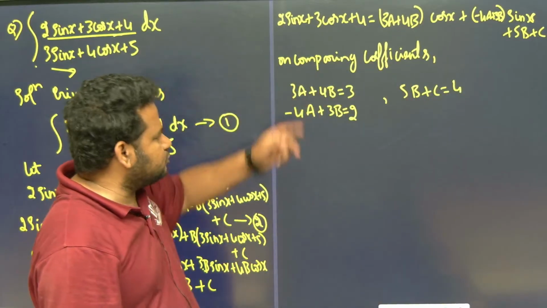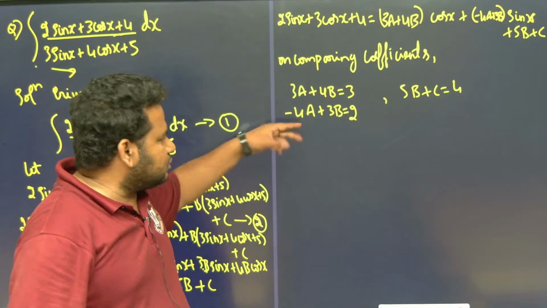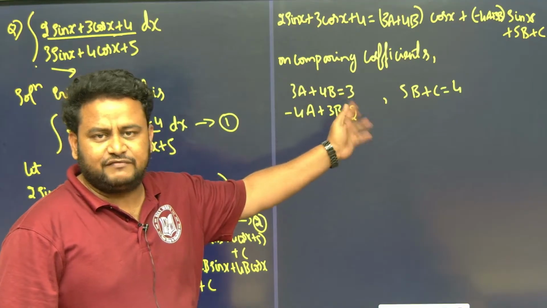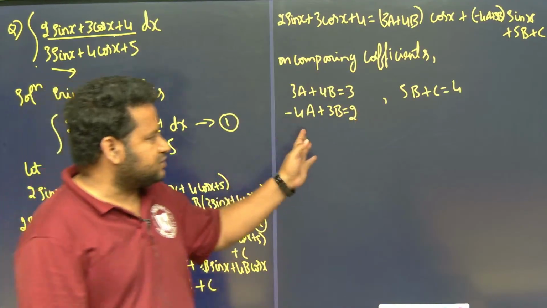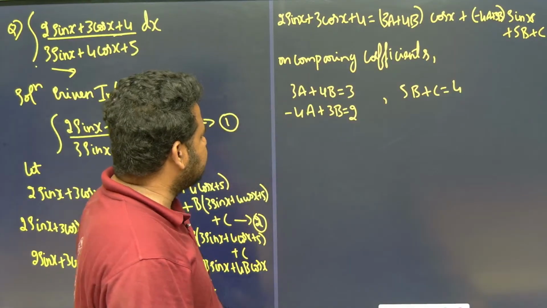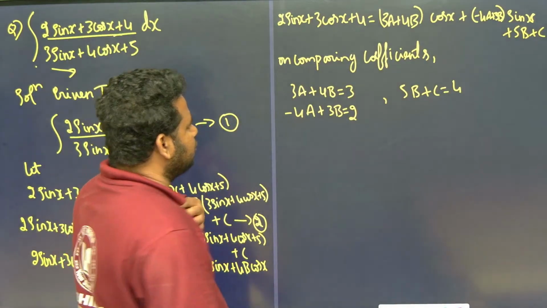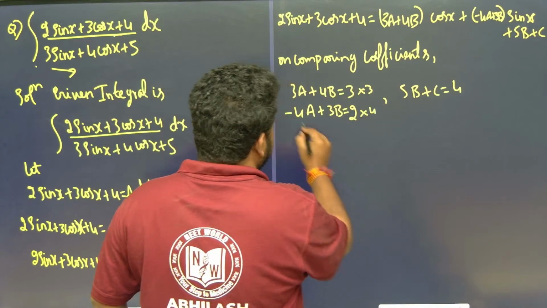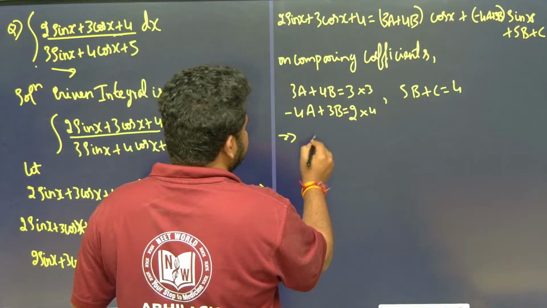Now let us solve these two equations so that we will get the values of a and b, and eventually we will get the value of c. To solve these equations there are various methods. Let us follow the simplest method, that is, let us eliminate b. For that, this equation will be multiplied by 3 and this equation will be multiplied by 4.